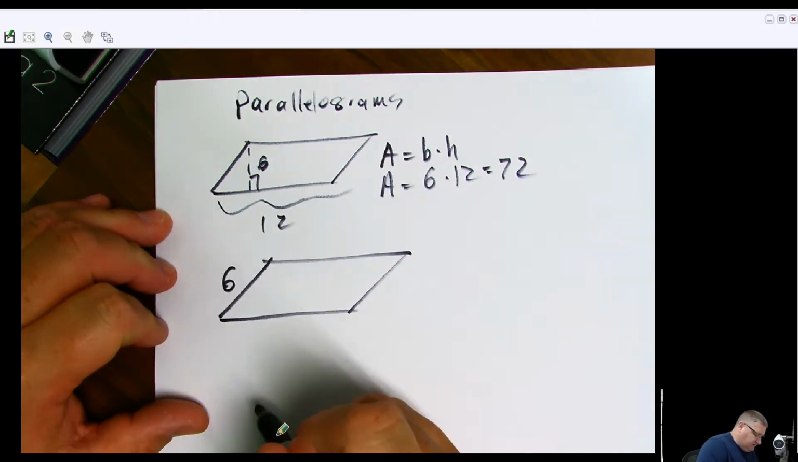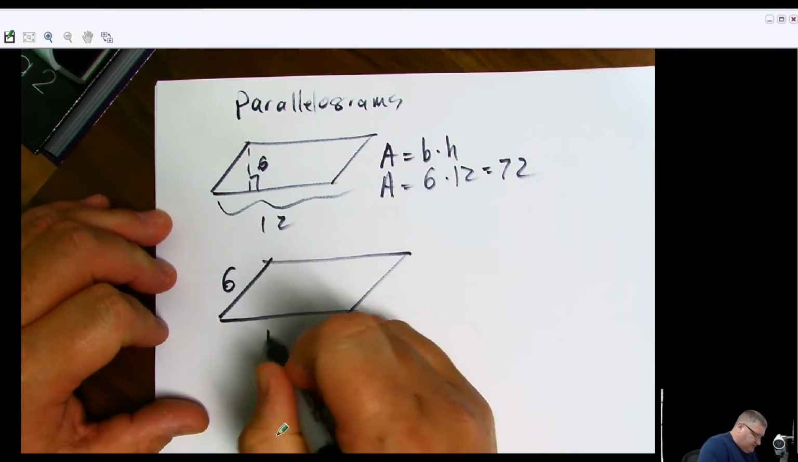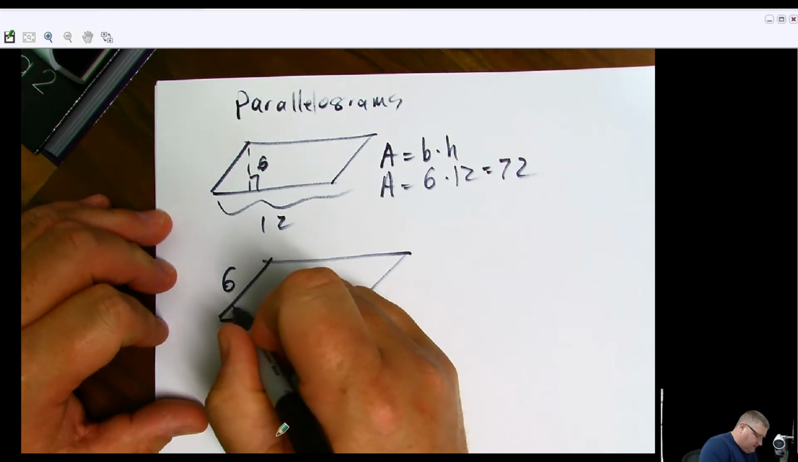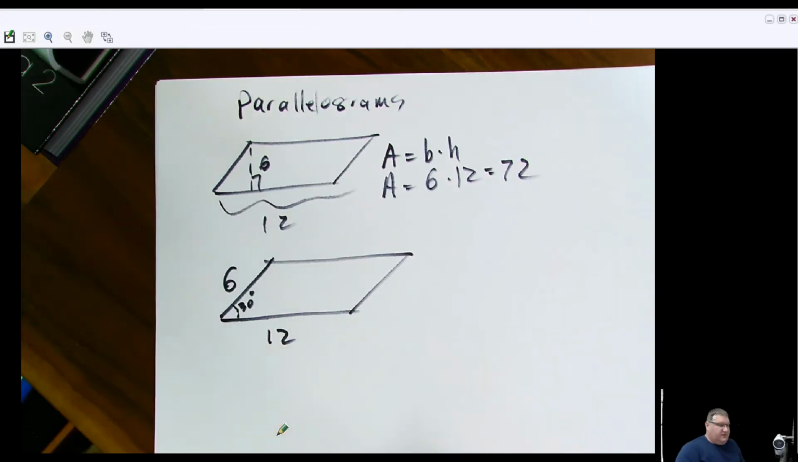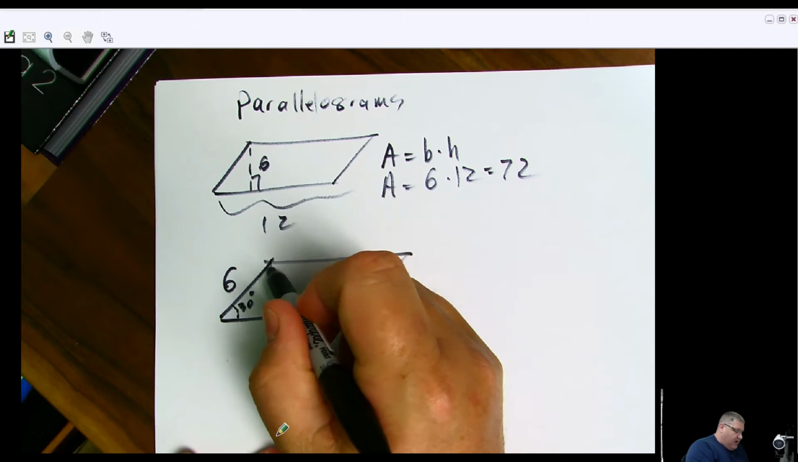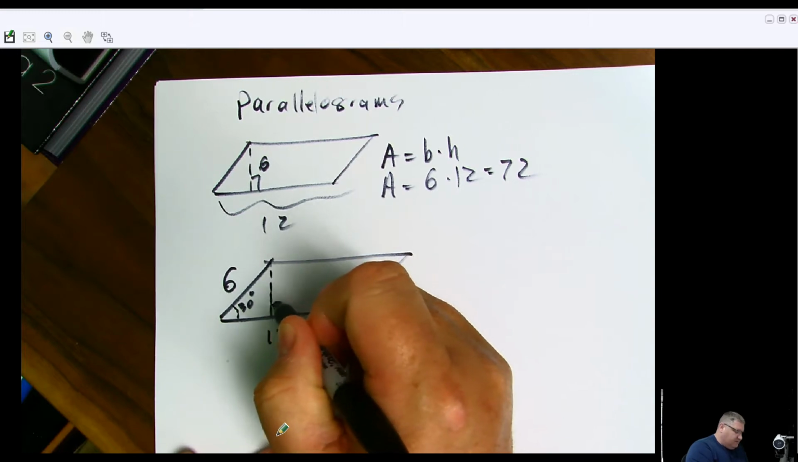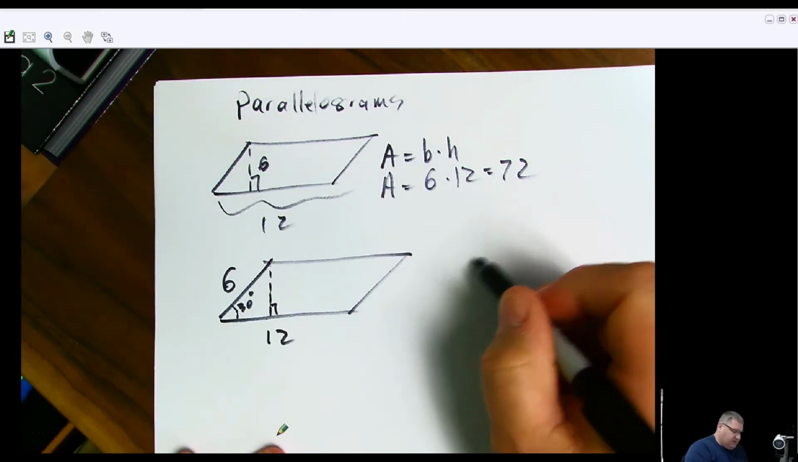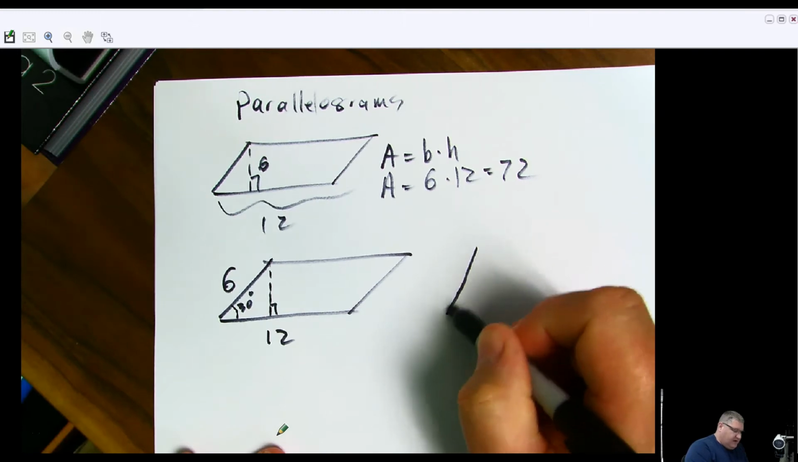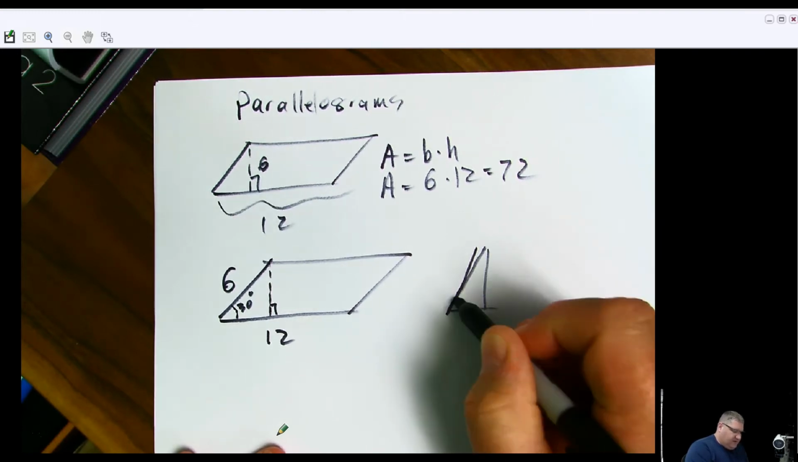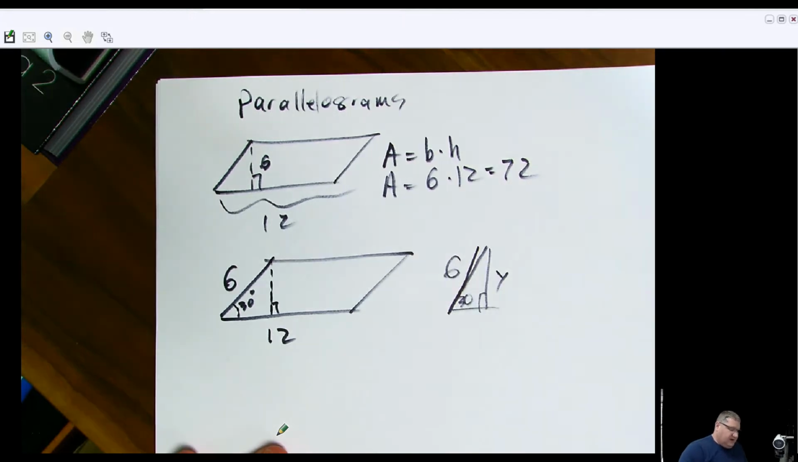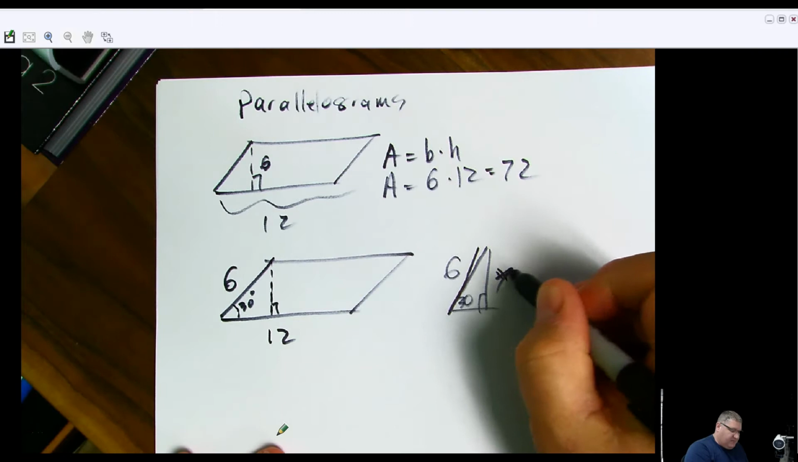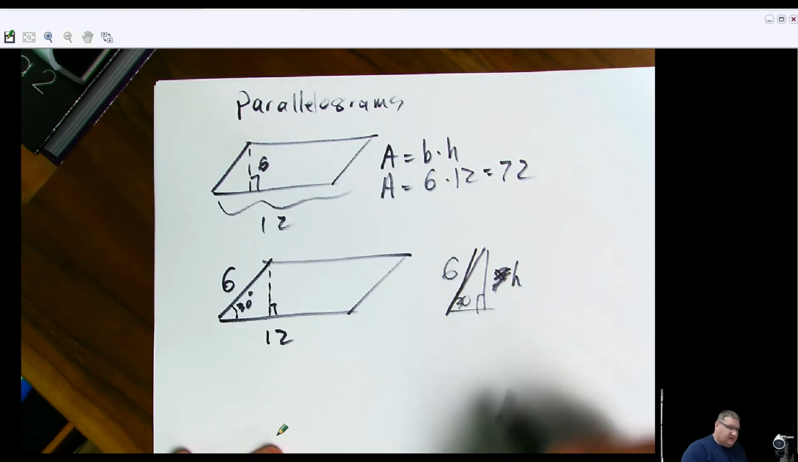What if I have 6's over here? This is 12, but now this is 30 degrees. Well, if that's 30 degrees, what I need to do is figure out how tall this piece is. The nice thing is if that's 30 degrees, I end up with a 30 and a 90 and a 6. And all I need to do is find the y, or I guess it'd be better off if we called it h in this case.